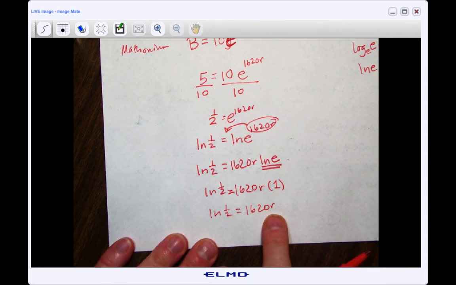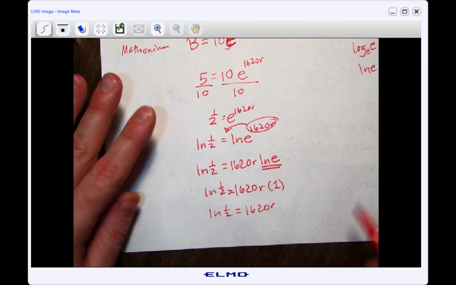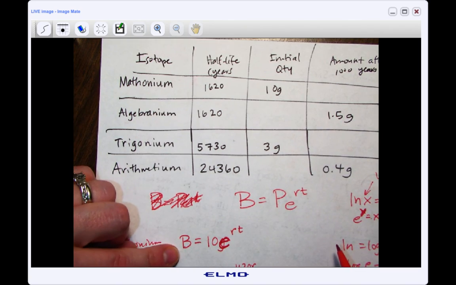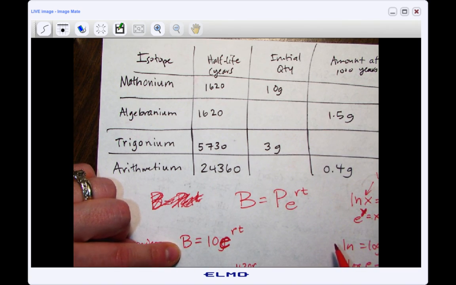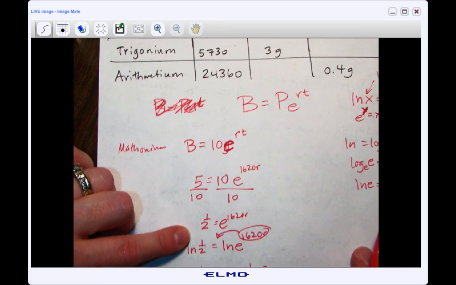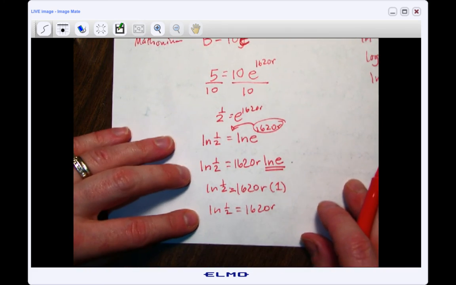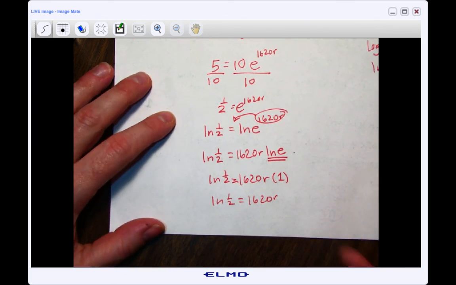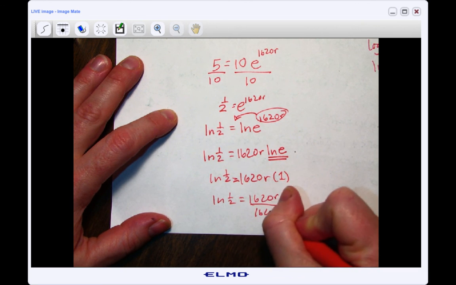And now I want to solve for the rate. And why am I solving for the rate? Because I need the rate in my equation to be able to do any of the work. They didn't tell me what the rate was, but they gave me enough information to figure out the rate. Okay? So now I'm going to divide both sides by 620.